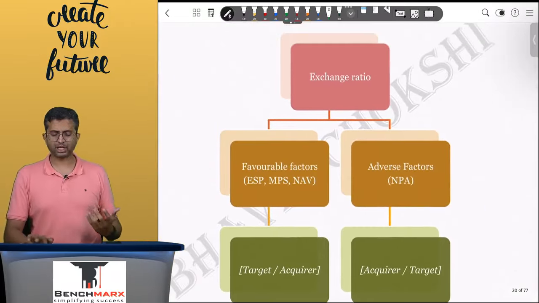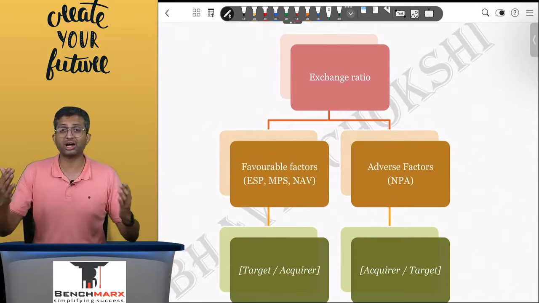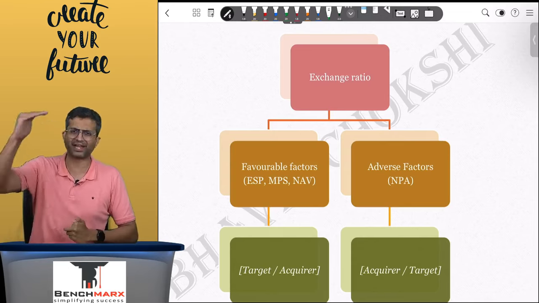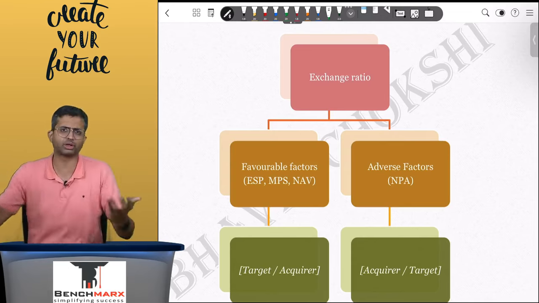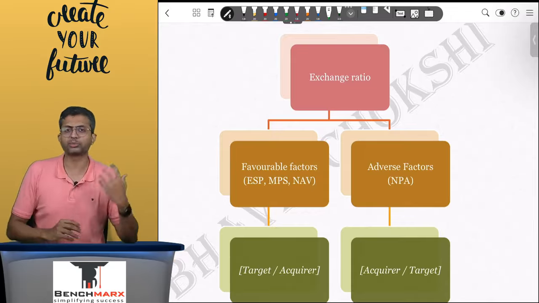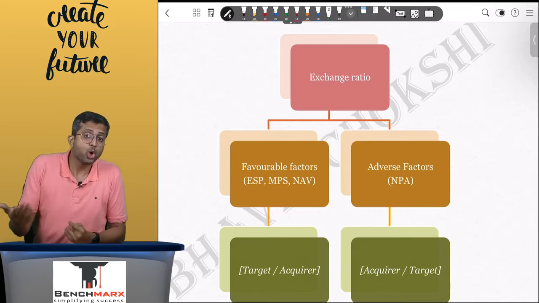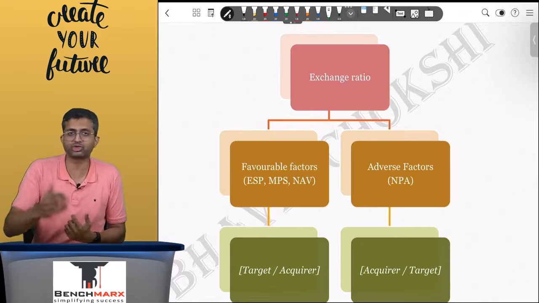Then you have to figure out the exchange ratio. Usually the exchange ratio is calculated as a factor of the target upon the factor of the acquirer. So for example, if you take market price as a base and the target's market price is 100, the acquirer's market price is, let's say, 50, then the target will say, well, my share is 100 rupees, your share is 50 rupees.